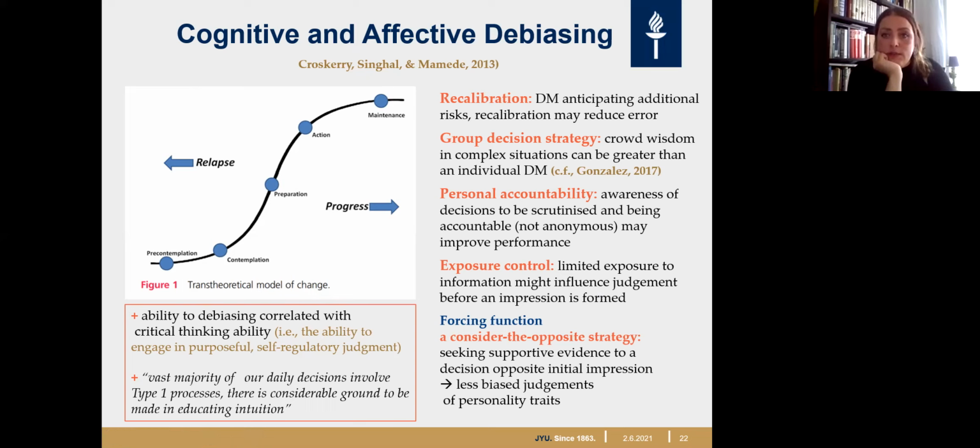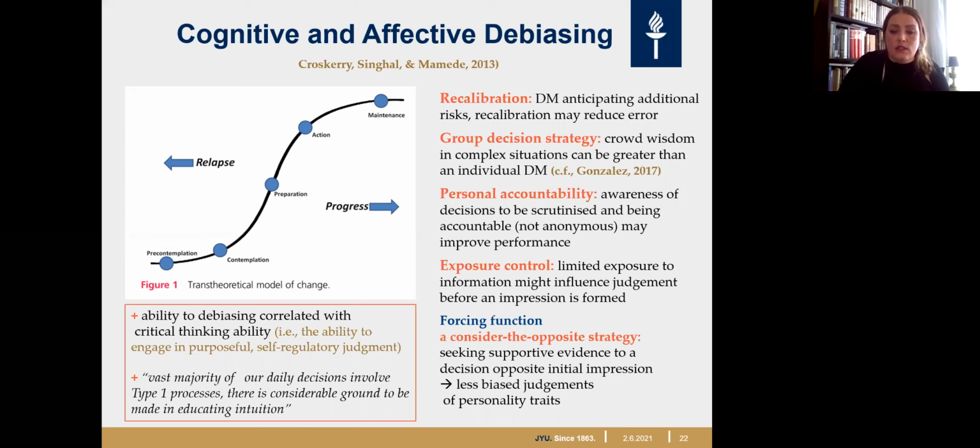affective debiasing can be approached with these kinds of strategies, affective debiasing strategies. First one is recalibration, that if the DM is anticipating additional risk, recalibration may reduce error. Group decision strategy: crowd wisdom in complex situations can be greater than that of individual decision makers.